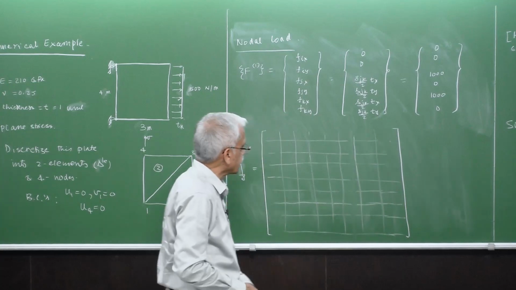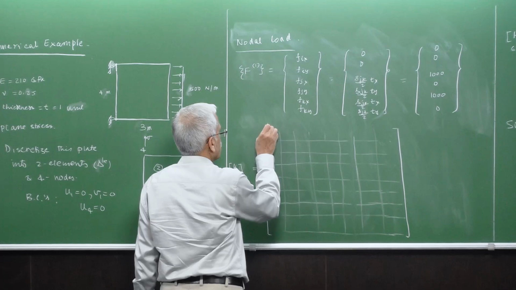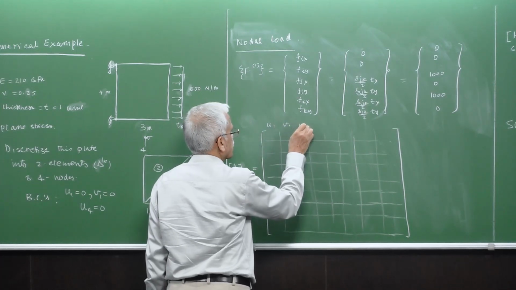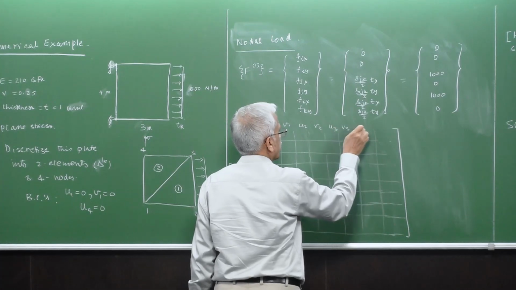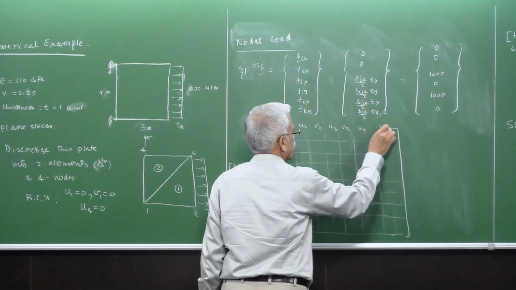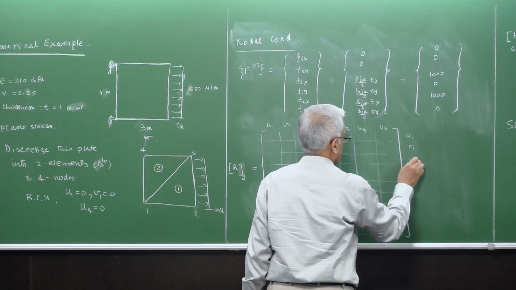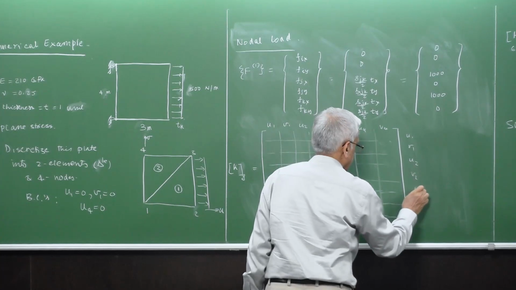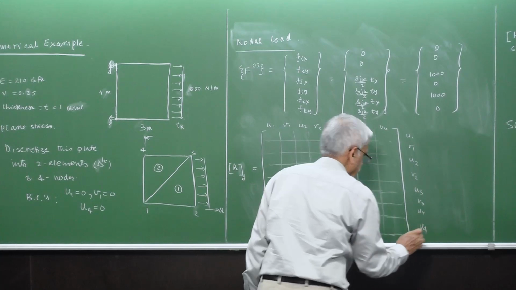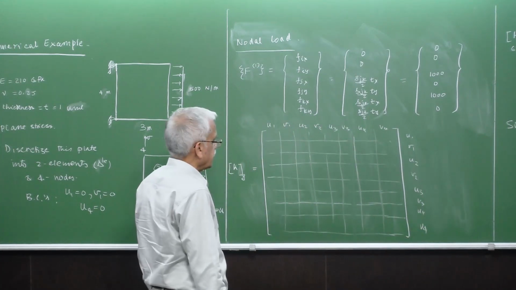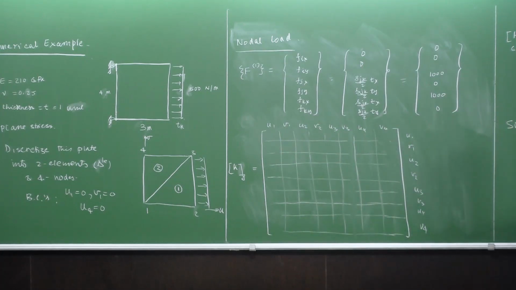So these 8 degrees of freedom correspond to what? So it is U1, V1. They correspond to this, U3, V3, and U4, V4. Just to locate it, the same thing you can write it, U1. Okay, so these are the 4 nodes and 8 degrees of freedom total.